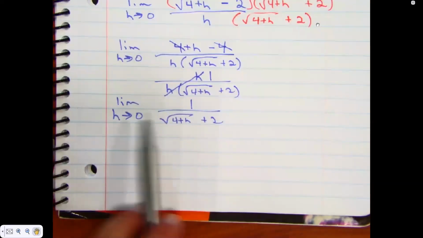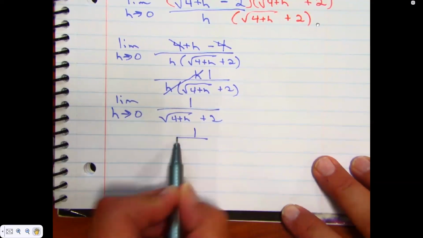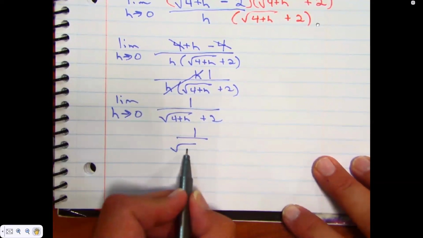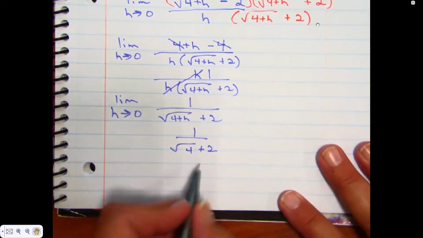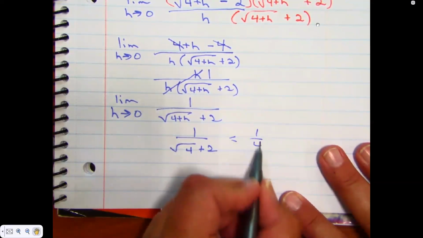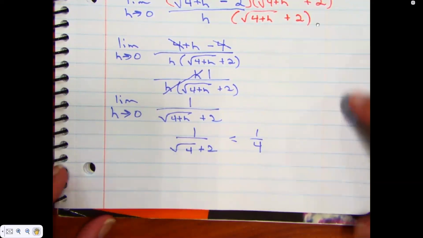All right, so now we can plug in that 0. We get what? 1 over square root of 4 plus 0, plus 2. Square root of 4 is 2. 2 plus 2 is 4. But that's on the bottom, so 1/4. What does that 1/4 mean? Slope. Beautiful. So we're ready to go.